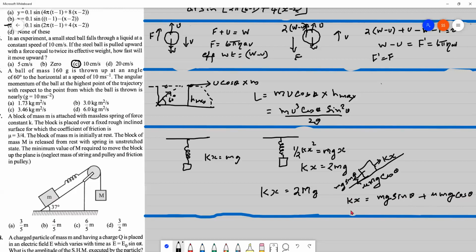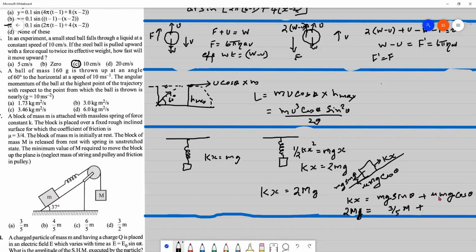So Kx is equal to 2mg. So 2 capital Mg is equal to, this is small m. So you can cancel G. When you cancel G here, I'll get this is G sin theta. Here theta is going to be 37 degrees. Sin 37 is 3 by 5. So I'm cancelling G. So this will become 3 by 5 m.